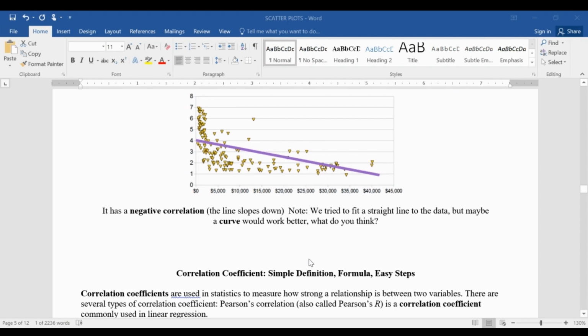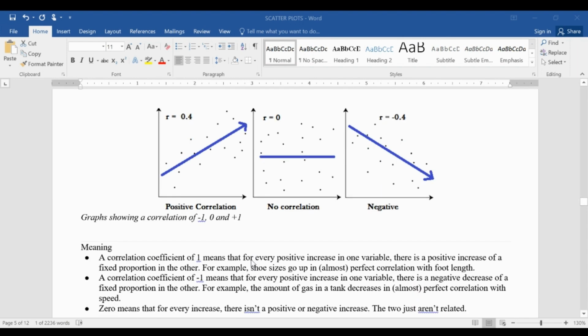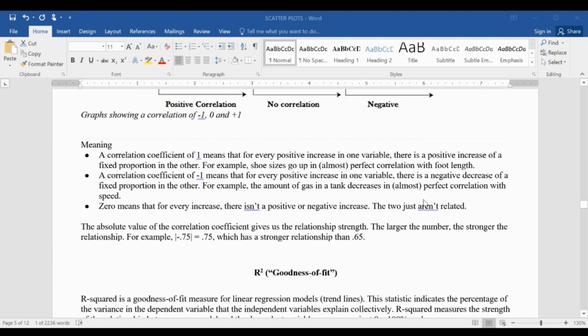Okay. Now, the correlation coefficient, I briefly talked about. 1 is a perfect relationship, a perfect linking of those two data sets. -1 is perfect as well. 1 is positive, we have an increasing slope. -1 is negative, we have a decreasing slope. And if we have a correlation of 0, it means there's no relationship whatsoever. So again, positive correlation, no correlation, negative correlation.